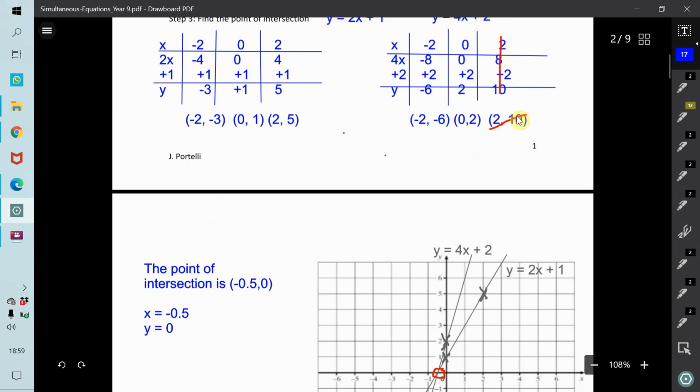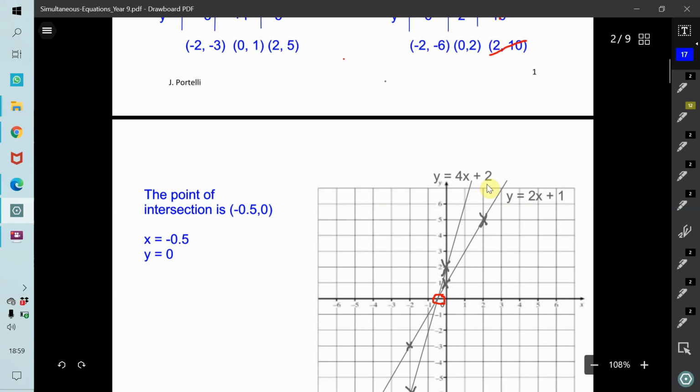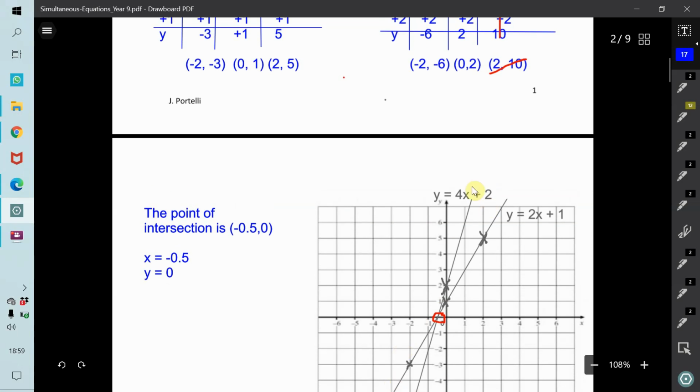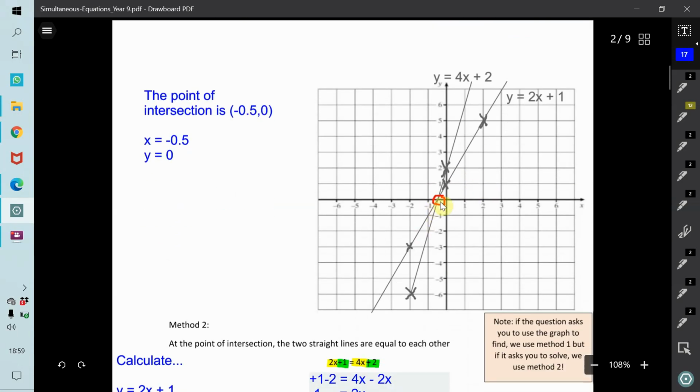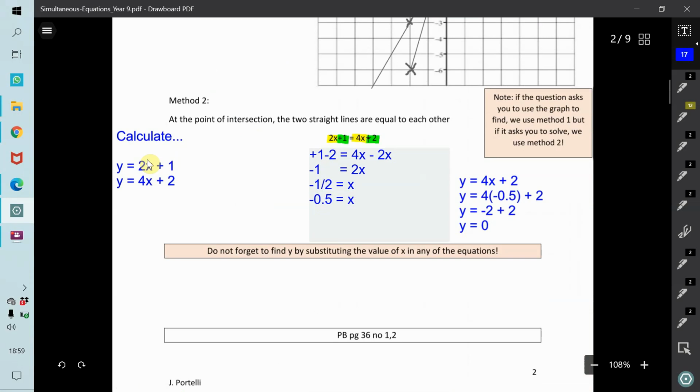I said, you know what? I don't need it. I already have two coordinates. I can already draw my straight line. All right, I find where the point of intersection is, which is here. I read the coordinate and I take my x and y values. And this is another method if it asks me to calculate.